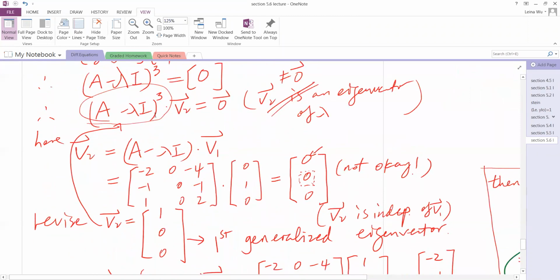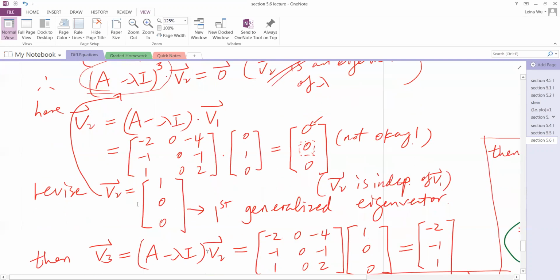Then that means I can generate my V2. V2 would be (A - λI) times V1. Again, this time we've got a bunch of zeros, which is not okay to be an eigenvector, because an eigenvector has to be a non-zero vector. But since (A - λI) cubed is already a 0 matrix, it times any vector will still be a 0 vector, right? So as long as V2 is non-zero, V2 would be fine. So I picked V2 to be (1, 0, 0).